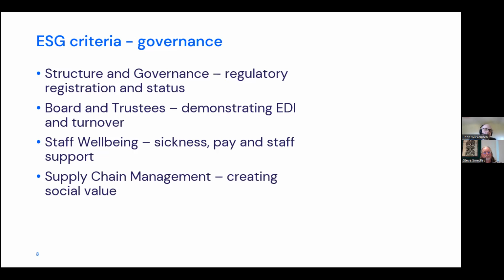And then we come back to procurement in here. So looking at how you manage the supply chain from a governance point of view to create social value. How are suppliers encouraged to put value back into the communities where you work? So there's an opportunity to explain that as well. And all of this, don't forget, is so that you can access preferable loan rates. So that's the purpose of it.